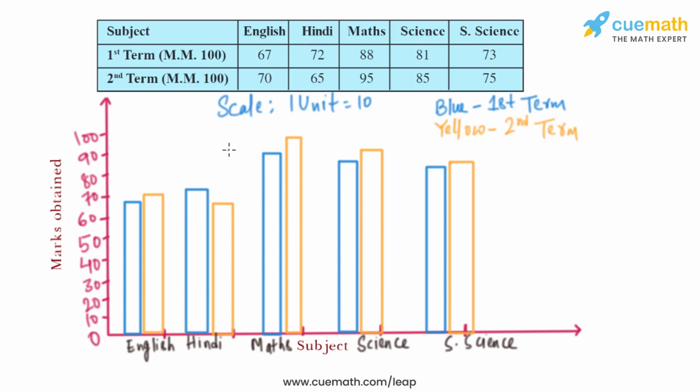So this is how we will draw the double bar graph for Hindi, Maths, Science and Social Science. And the one in blue is for the first term and the one in yellow is for the second term.